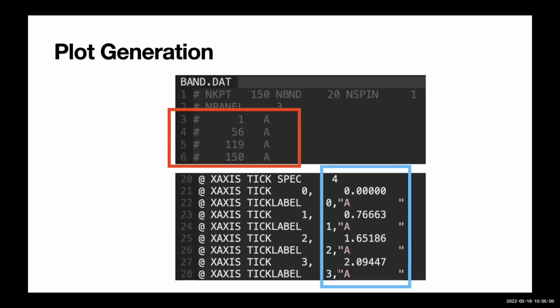Because each K point has an XYZ coordinate, we convert these 3-dimensional K point coordinates into 1 dimension. In this way, they can be plotted along the x-axis in 1 dimension. So that is the K point path.